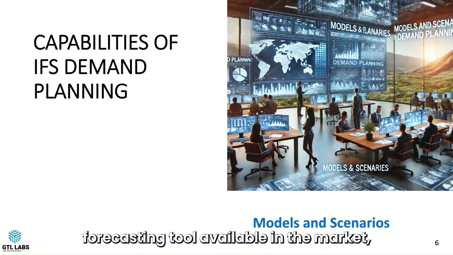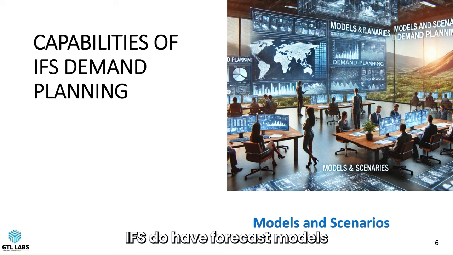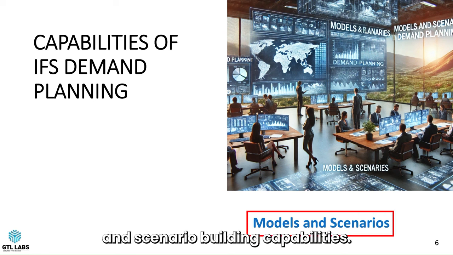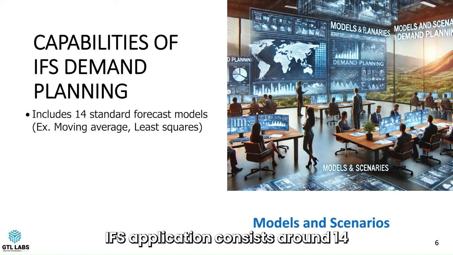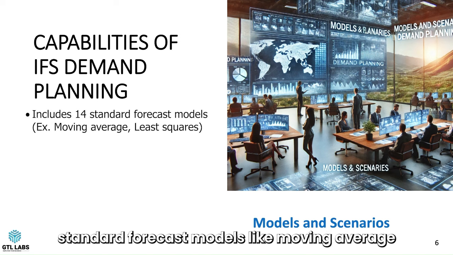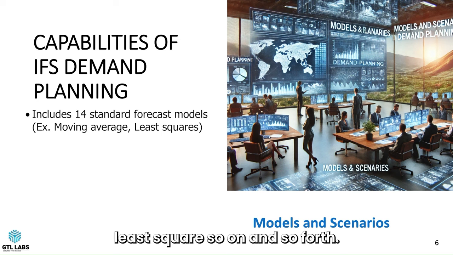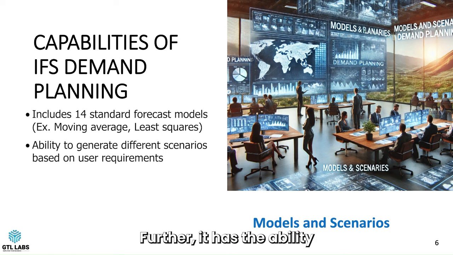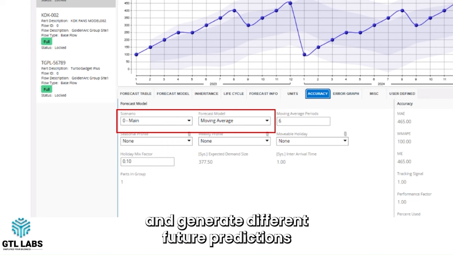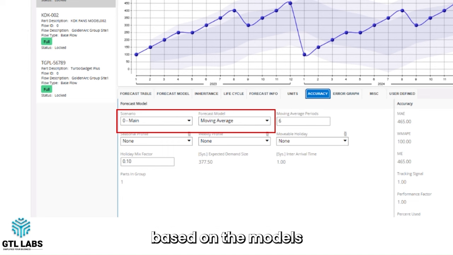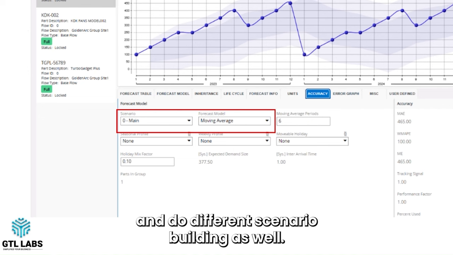As with any forecasting tool available in the market, IFS has forecast models and scenario building capabilities. The IFS application consists of around 14 standard forecast models like moving average, least square, and so on. Further, it has the ability to generate different scenarios based on user requirements. As you can see, the user can change the forecast models and generate different future predictions based on the models, and do different scenario building as well.